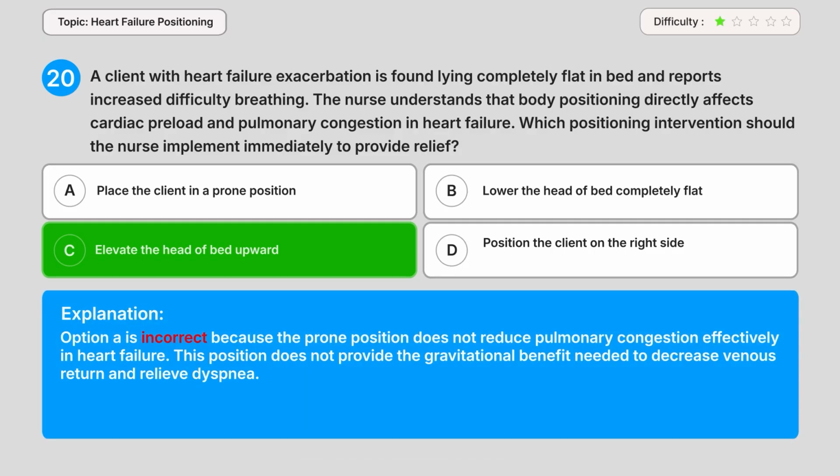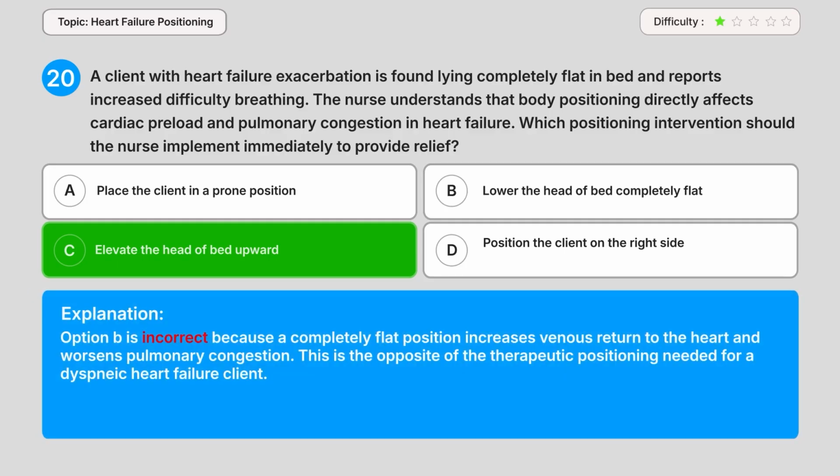Option A is incorrect because the prone position does not reduce pulmonary congestion effectively in heart failure. This position does not provide the gravitational benefit needed to decrease venous return and relieve dyspnea. Option B is incorrect because a completely flat position increases venous return to the heart and worsens pulmonary congestion. This is the opposite of the therapeutic positioning needed for a dyspneic heart failure client.